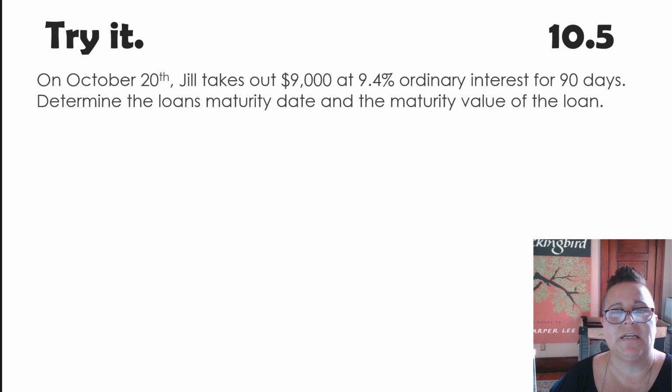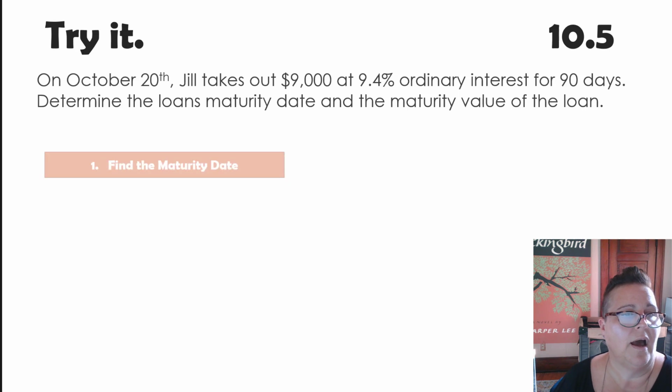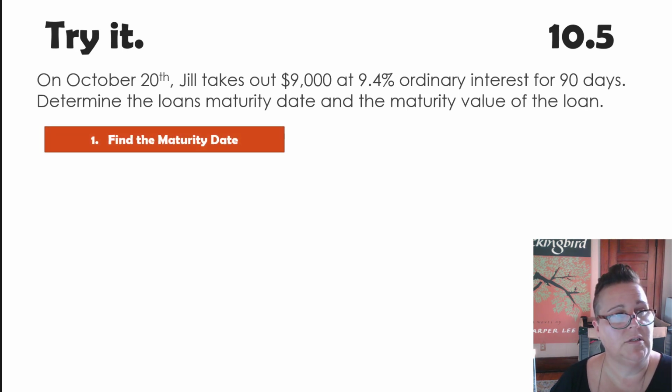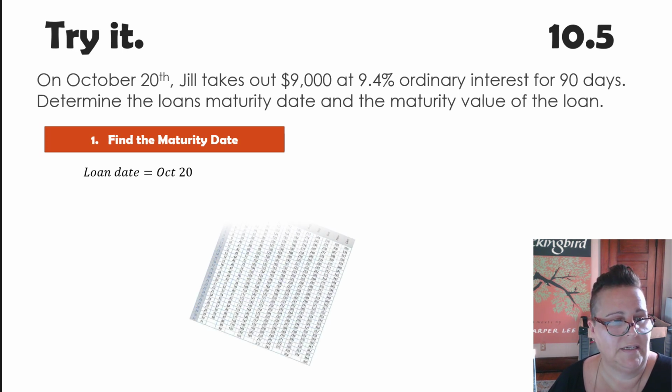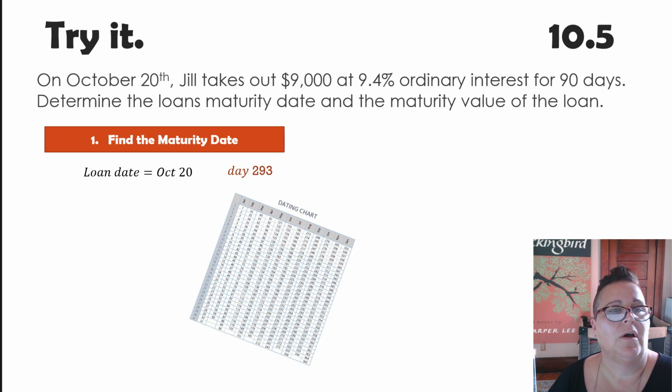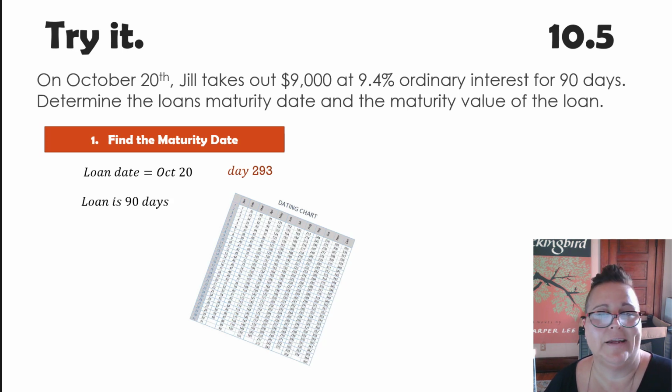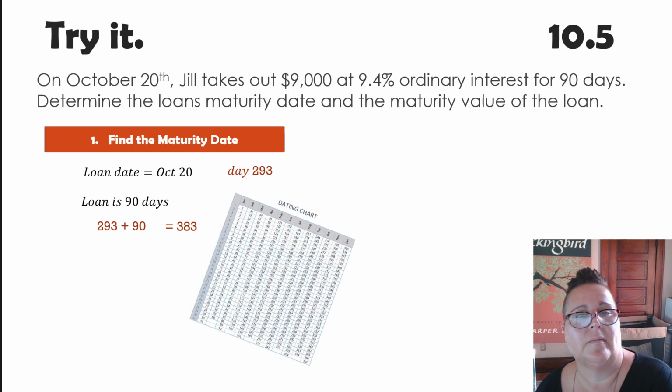Determine the loan's maturity date and the maturity value of this loan. So I'm going to see if I can find the maturity date first. We know the loan date was October 20th, and we will need the dating chart to go 90 days forward. October 20th, if I look at the chart, is day 293. Since the loan is 90 days from that, I'm going to add 293 to 90, and I get 383.